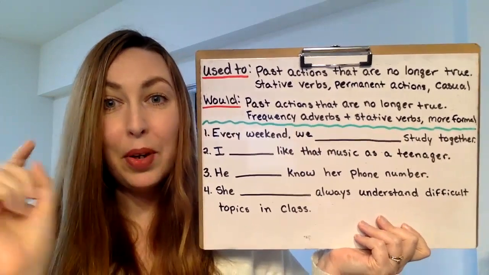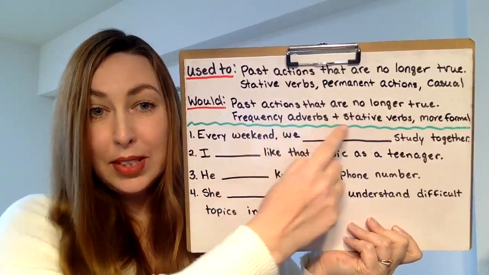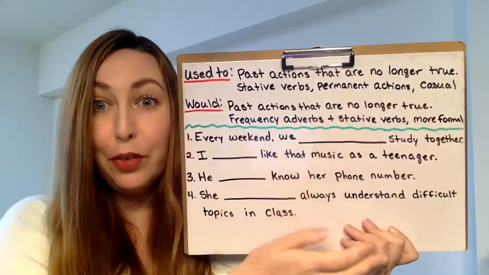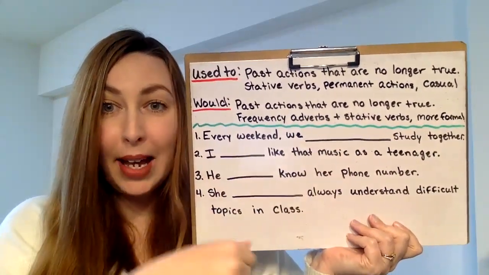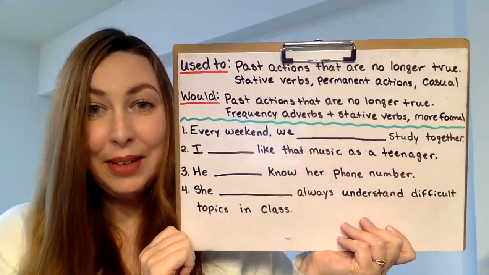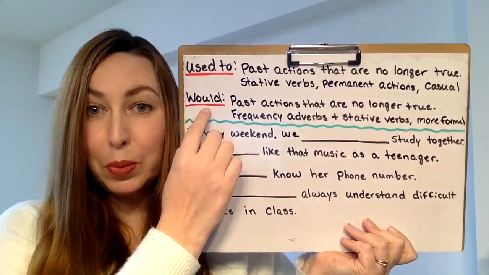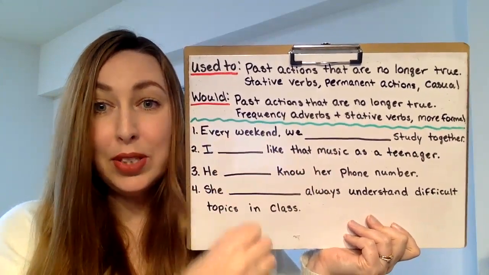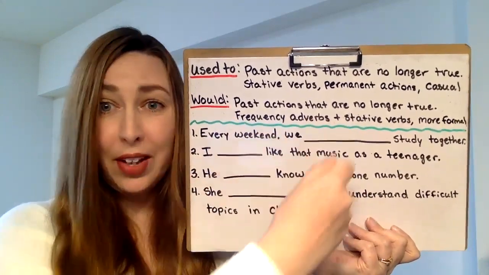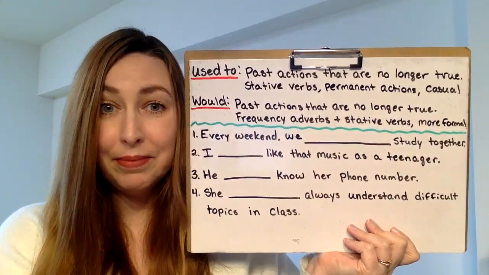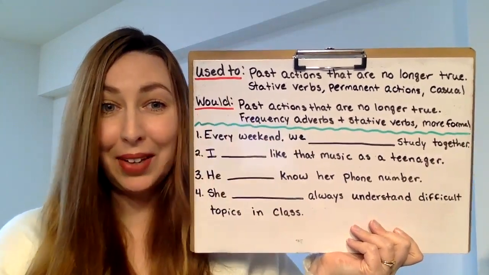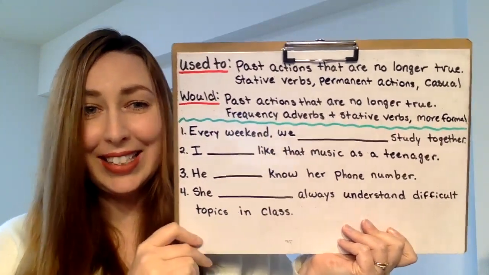Okay. If we use feel, a stative verb, plus a frequency adverb, so frequency adverb, sometimes, always, usually, never, things like that, we would be able to use would. So I used to feel hungry. I would always feel hungry at 1 o'clock. There we can use would the same way as used to, okay? We'll look at that again in a second.